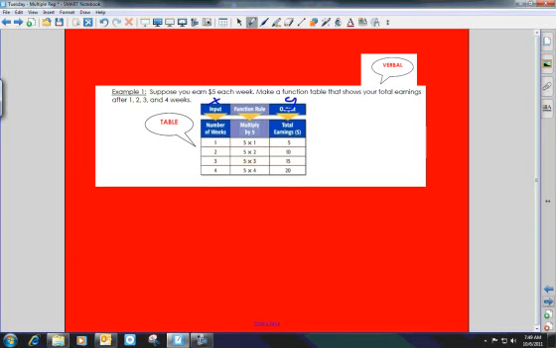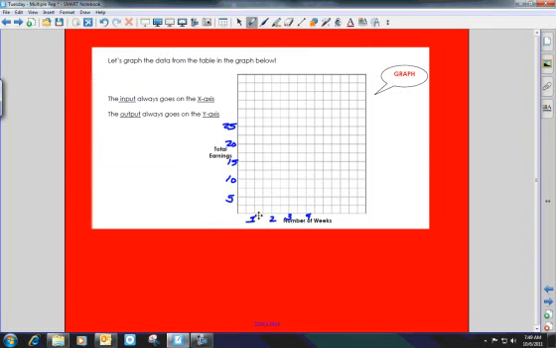In week 2, it was 10. So week 1, total earning of 5. Total earnings is over here. Week 2, total earnings of 10. In week 3, my total earnings were 15. And in week 4, my total earnings were 20.